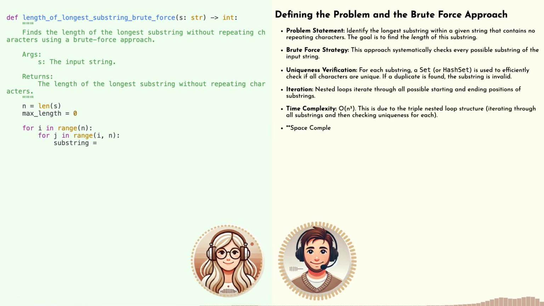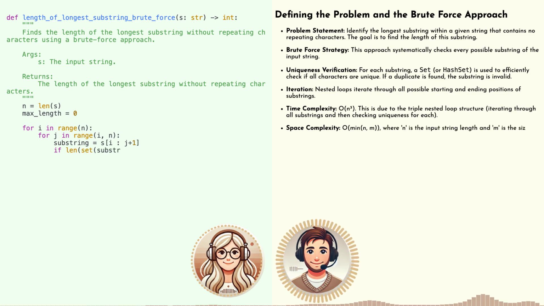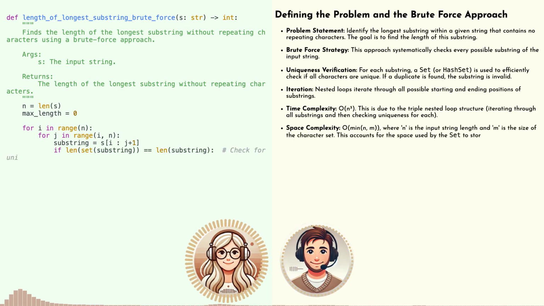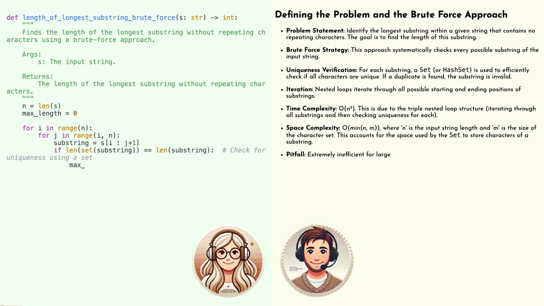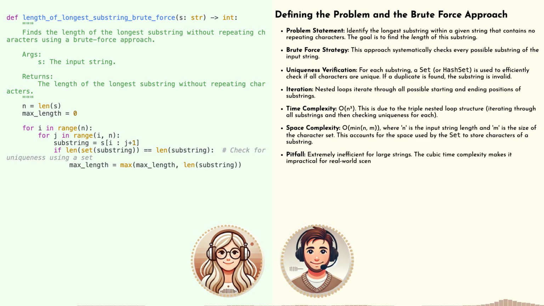Okay, so let's break it down a little. Let's say we have a string, just like abcabcbb. What would be the longest substring without repeating characters in that case? In that one, it would be A, B, C, which would give us a length of 3.